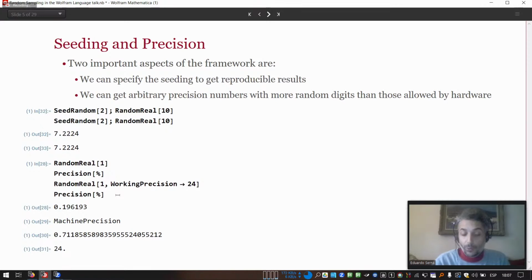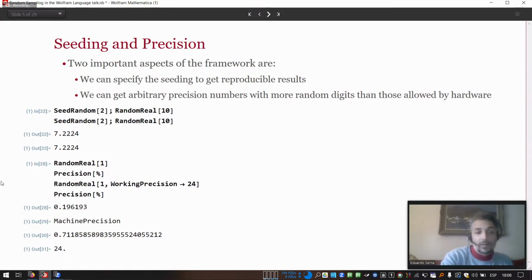So let's look at two very important aspects of the framework here, which is to be able to specify the seeding. As I mentioned earlier, we want to be able to specify the seeding because we want to get reproducible results. This is important because sometimes we've used the random number generator in a computation, and we want to go back and run it again by specifying the same seed and make sure that nothing funny is going on, or that we understand the computation.